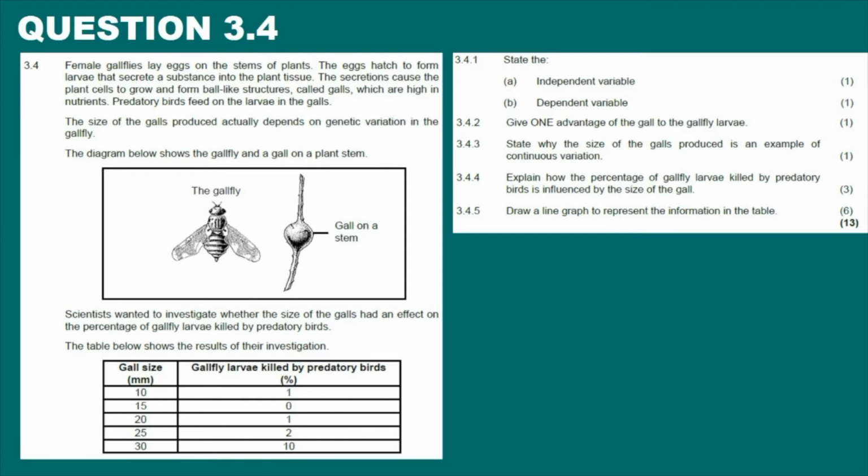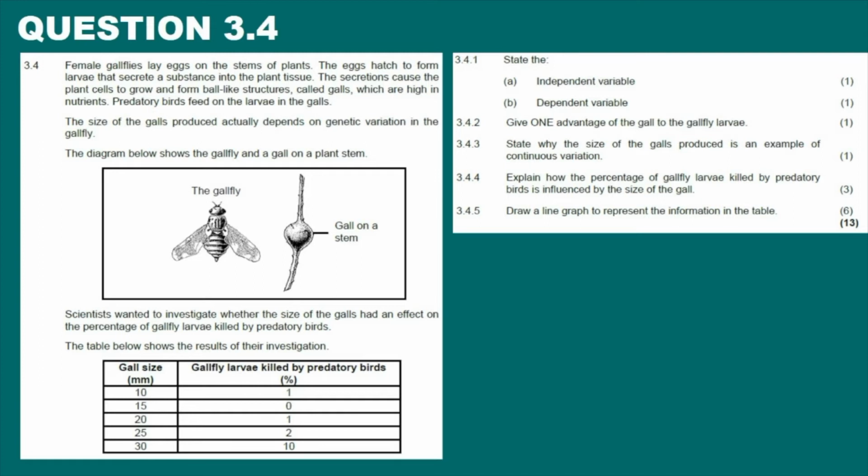Here you can go back to information that's been posted on the grade 12 platform. So they say that the female gall fly lays eggs on the stem of plants. The eggs will hatch to form larvae that secrete a substance into the plant tissue. What these secretions do is cause the plant cells to grow excessively and form a ball-like structure.